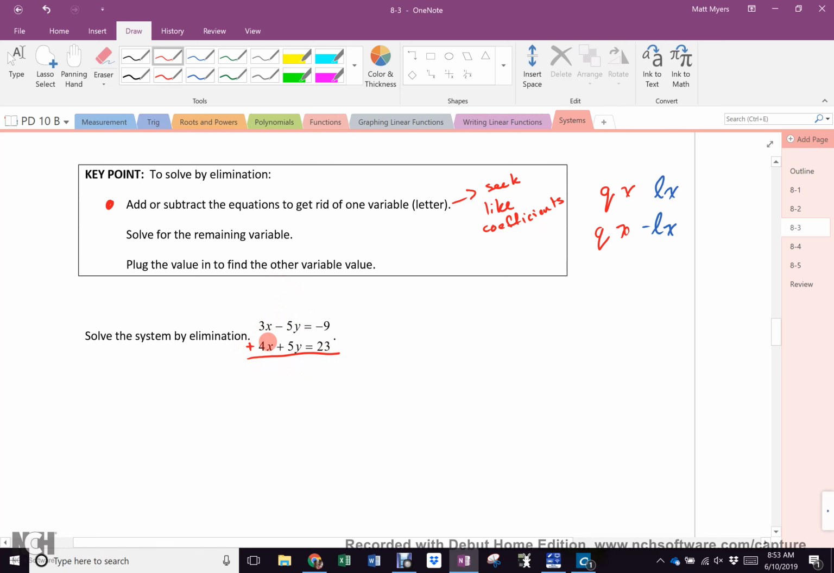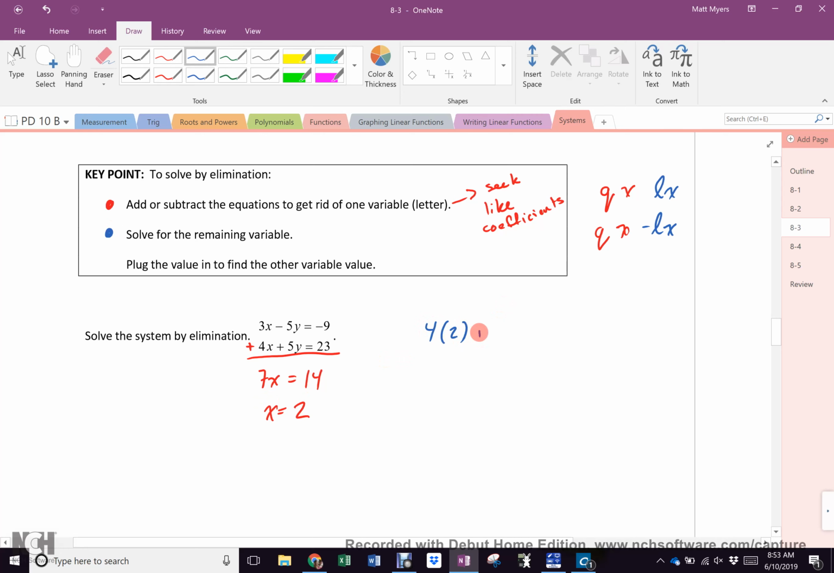What is 3x plus 4x? 7x. Y's are gone. What is negative 9 plus 23? 14. What does x equal? 2. Now, what can I do with this new knowledge? Put it back in where? Any x I want. Anywhere. Which one do you want to work with? The bottom one? Sure. 4 times 2. Then do the top one, Jess, because it's going to work out.